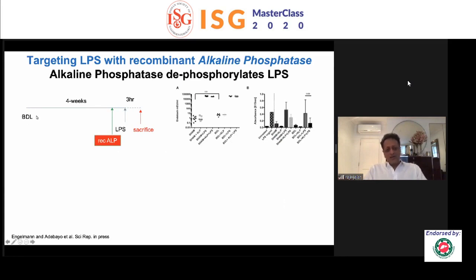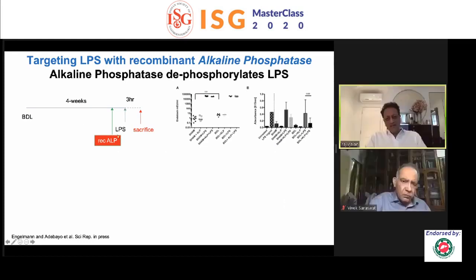What we did here was to make a model of cirrhosis, which you'll hear about a lot in the next slides. And if you hit them with LPS, you can create a model which looks like ACLF. These animals die from multi-organ failure, and that's what we're trying to recapitulate here. We treated them with recombinant alkaline phosphatase before, and sacrificed them.